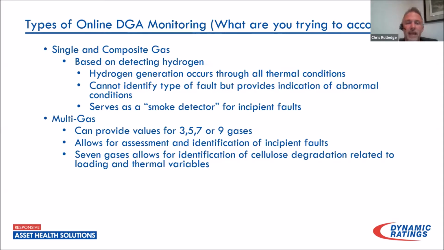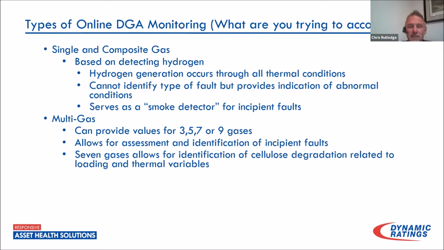Single and composite gas monitoring is mostly based on the production of hydrogen, because hydrogen occurs through all the thermal conditions. In most instances, when you start to see a transformer failure, you will have a thermal condition occur inside the equipment, at which point around 150 degrees C, we'll start seeing hydrogen and methane production. As that accelerates, at 250 methane turns to ethane, at 350 ethane to ethylene, and then around 500 degrees we start seeing acetylene. However, the hydrogen does not change; it produces through all that range.